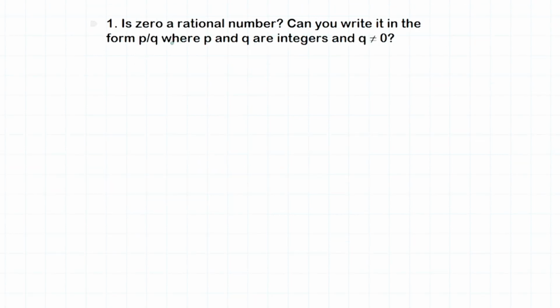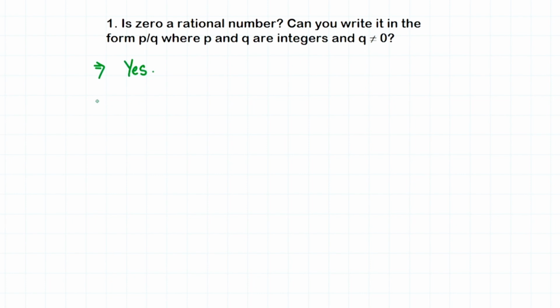So we have our first question here. Our question is: is 0 a rational number? And can you write it in the form of p divided by q, where p and q are integers and q is not equal to 0? Now, the answer to this question is yes, 0 is a rational number.